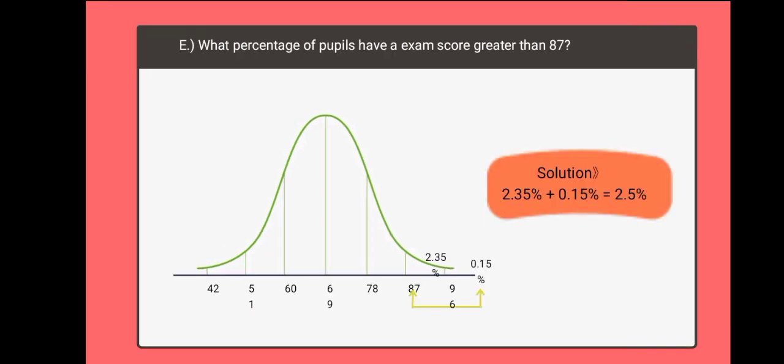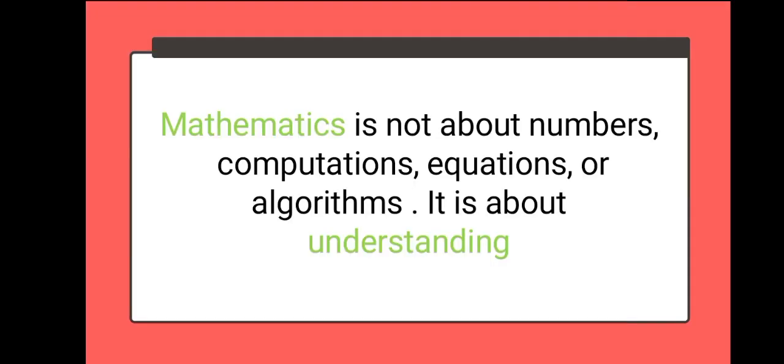This is the last example. What percentage of pupils have an exam score greater than 87? Just add the percentages starting from 87 to the right. So it will be 2.35% plus 0.15%, which is equal to 2.5%.